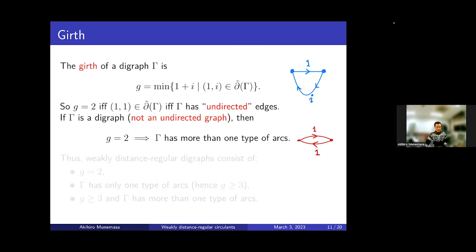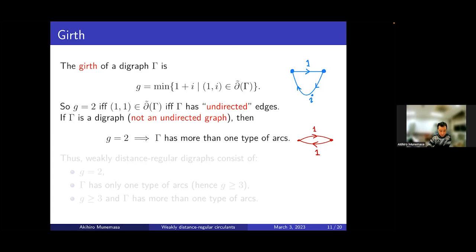Okay, so another concept I need is the girth. This can be described easily in terms of the two-way distance. The girth of the digraph is the length of the shortest directed cycle of gamma. If you think of this girth in terms of two-way distance, then it is the smallest value 1 plus i, because the two-way distance between these two vertices is 1 comma i, and that makes a directed cycle of length 1 plus i. So the smallest possible i gives the smallest possible girth, and that is the girth.